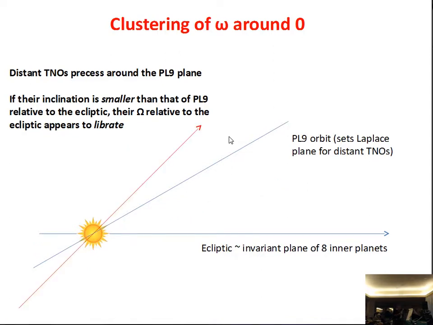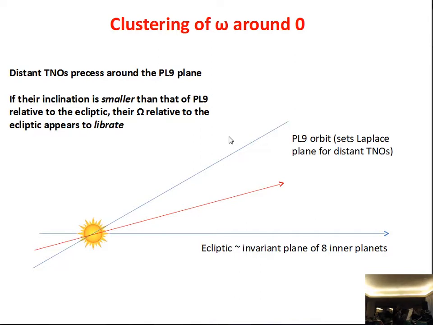All the TNOs which have an inclination relative to planet 9 which is smaller than the inclination of planet 9 relative to the ecliptic will have a node that appears to librate relative to the ecliptic, even if it has nothing to do with the resonance. And of course, if the node librates and the longitude of perihelion librates, the argument of perihelion also librates.